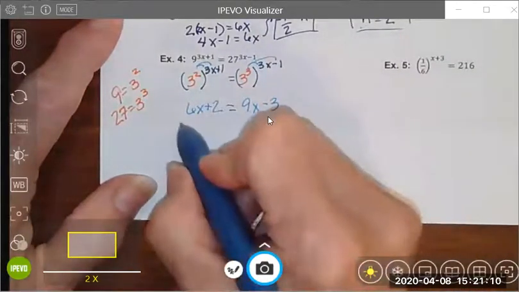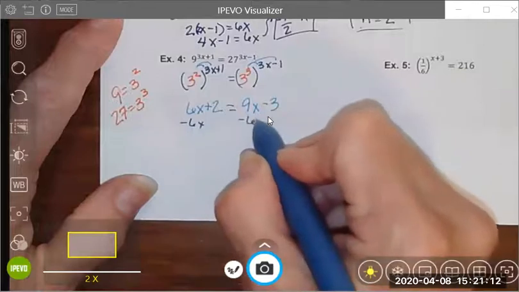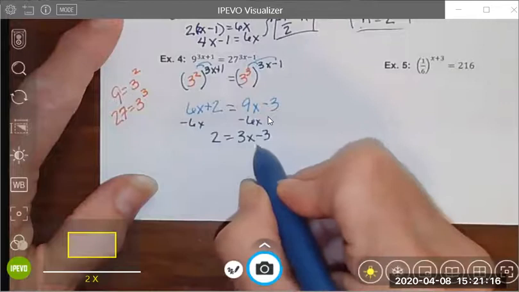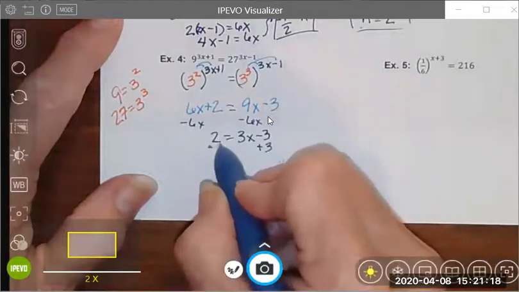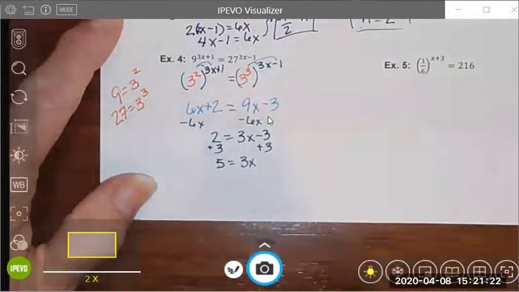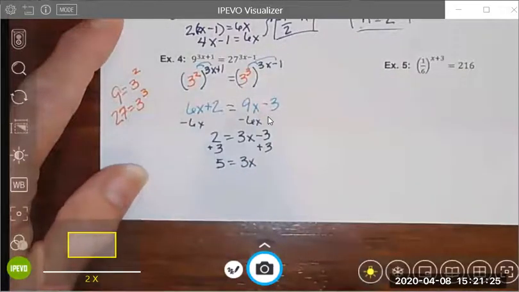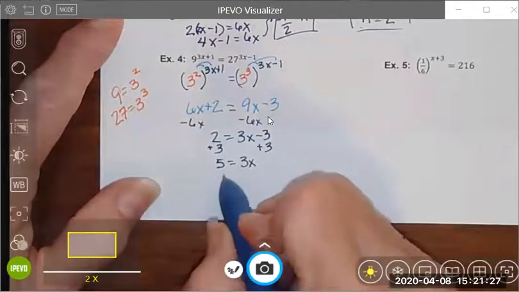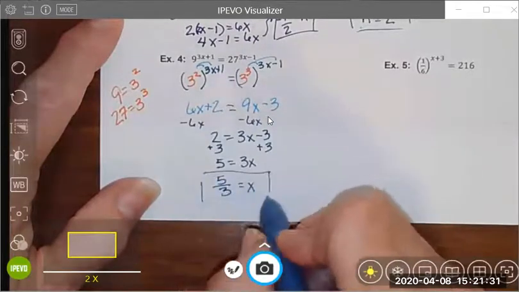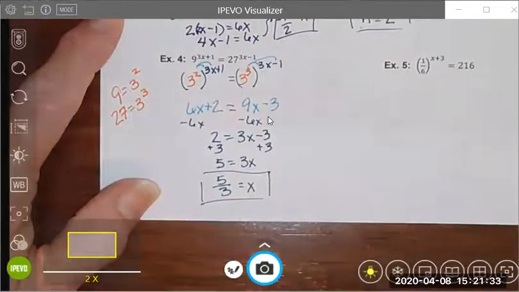I'm going to subtract 6x from both sides. And then I'm going to add 3 to both sides. And lastly, I'm going to divide by 3. I'm going to leave my answer as a fraction because fractions are friends, and I'm set.